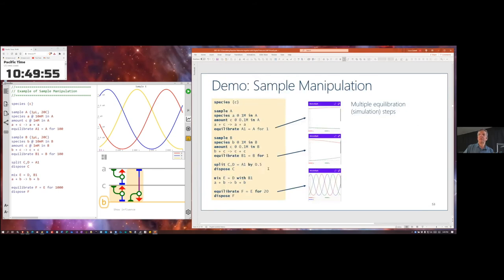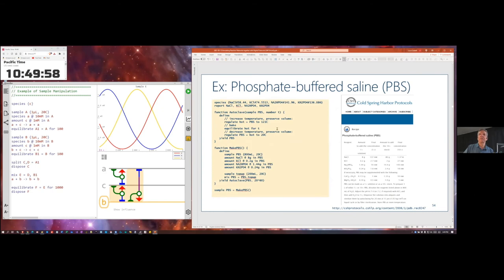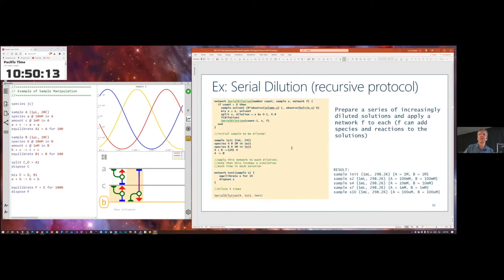So this is the demo I've just made. There are some other demos, like you can take an actual, real protocol, like producing a phosphate buffer from an online protocol repository. You can code it up into Kaemika this way. In this case, there is no chemistry, it's just the protocol operations. This is an example of an actual chemical problem, which is serial dilution. Again, it's a recursive protocol. You iteratively dilute a sample more and more, and you can, again, build this by recursion.